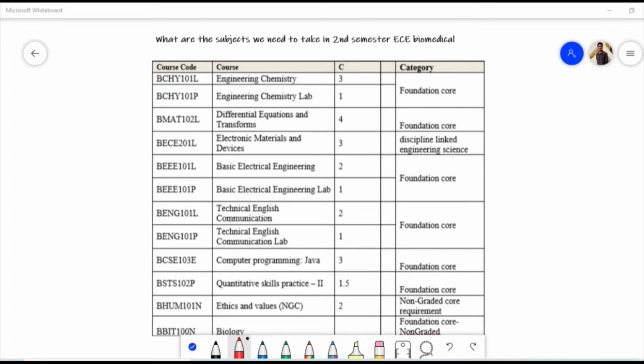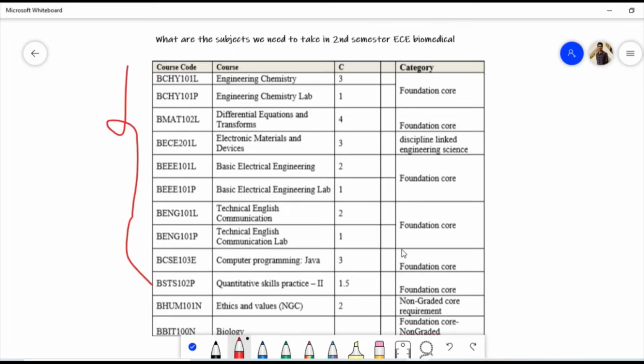So coming to this video, first of all, what is FFCS? FFCS is nothing but a fully flexible credit system. Here students can choose subjects and faculties on their own. Next, coming to the subjects, what subjects we need to take. Here VIT offered these courses in this particular semester, the winter semester.